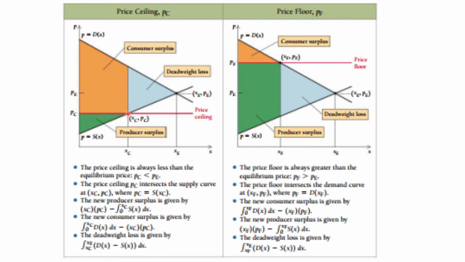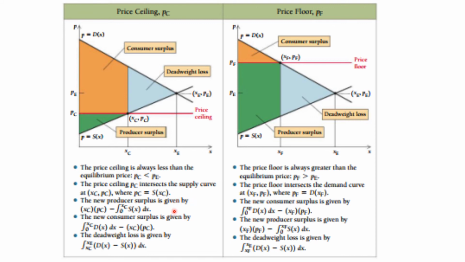So let's focus on this price ceiling then. And we see that this is the deadweight loss. That's the consumer surplus, and that is the producer surplus at that point. Okay, so let's talk about some facts associated with this. The price ceiling is always less than the equilibrium price. The price ceiling intersects the supply curve at XC, PC, and PC is equal to S of XC.